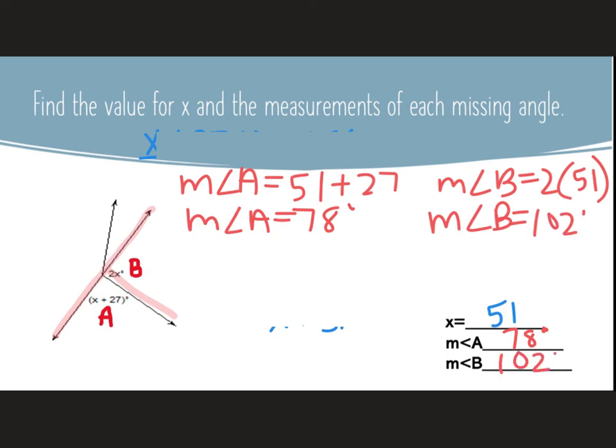Remember, you can always check it. 102 plus 78 would get me my 180 degrees.